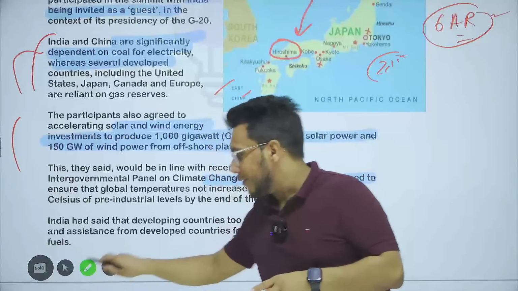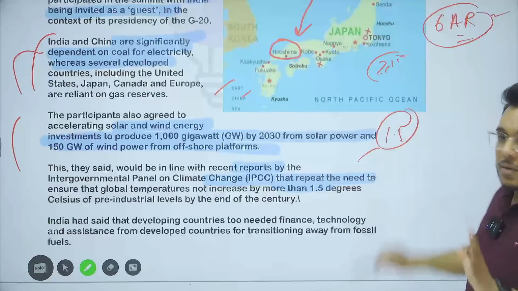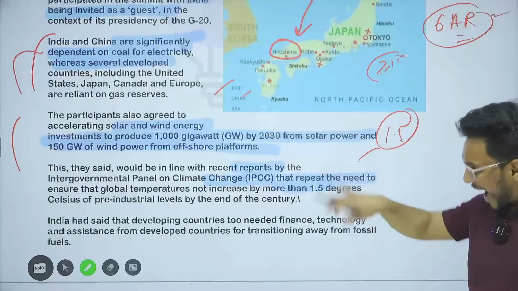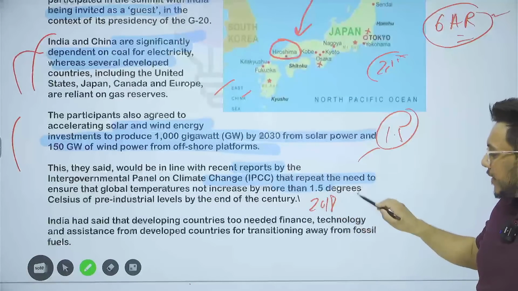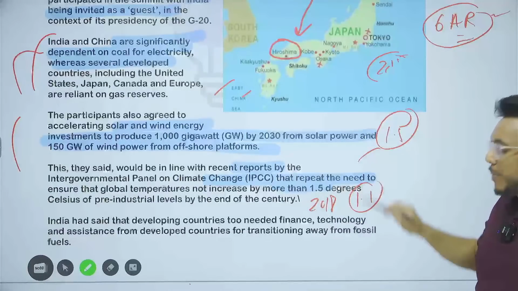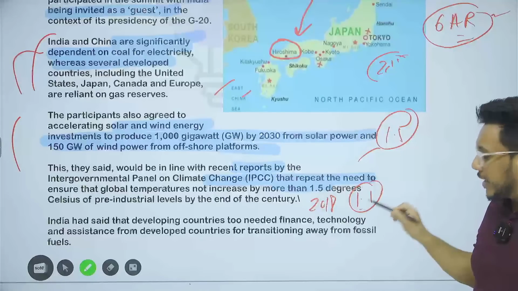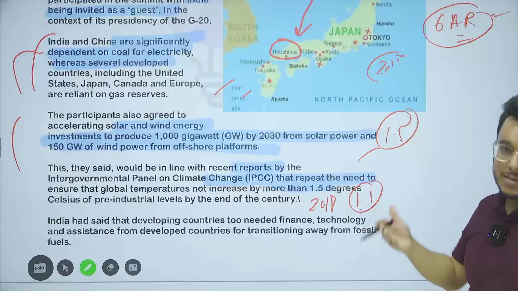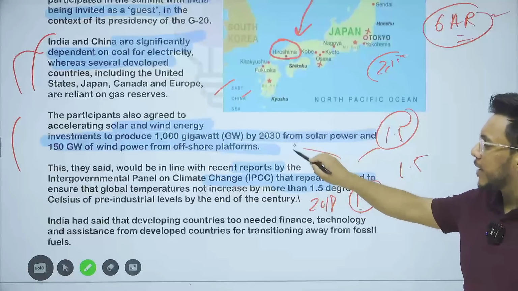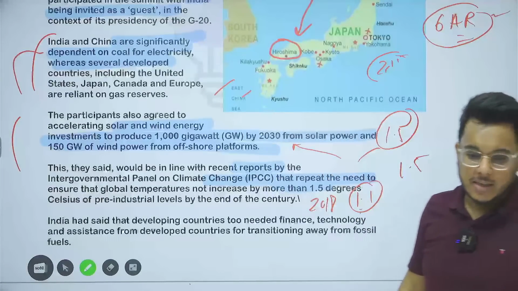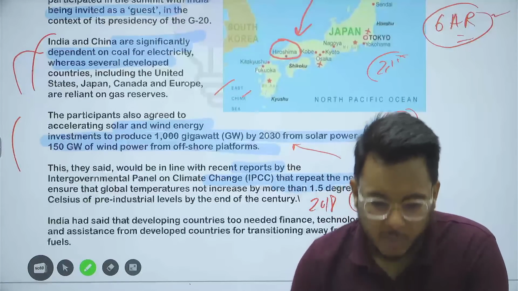But one more value addition I want to give you here, guys. 1.5 degree was the goal given by the IPCC, but the IPCC itself has said that anyhow, in 2018 we have increased the temperature by 1.1 degree Celsius compared to the pre-industrial level. So 1.1 degree has already happened. So we need to accelerate, and in order to ensure that we don't go beyond 1.5, these particular steps will help. So all of these things have happened, and all these are the developments in this particular regard.